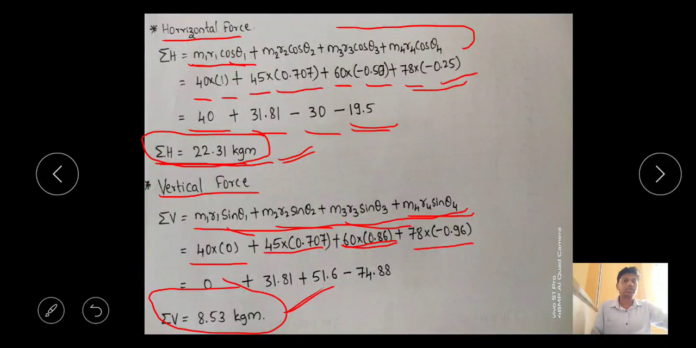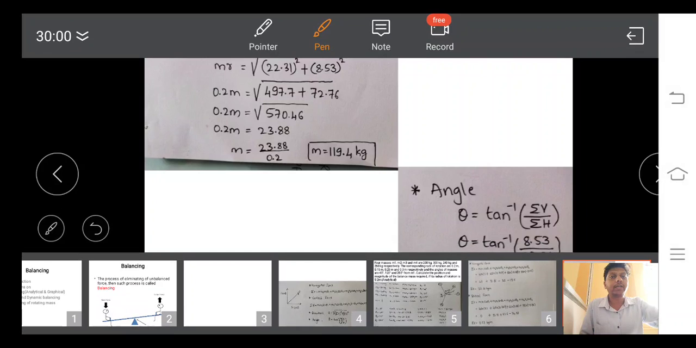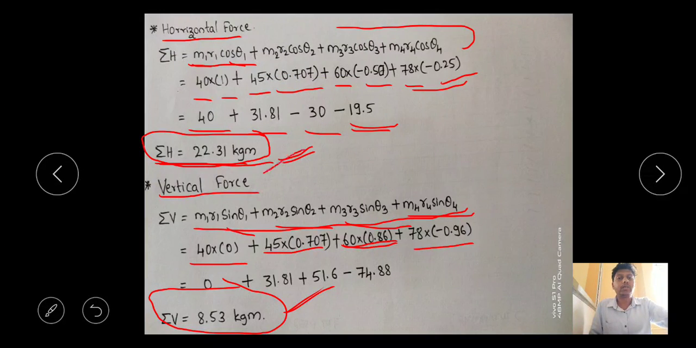So now the next procedure is what? Just use these two formulas. The resultant is given by the square root of delta H square plus delta V square, horizontal square plus vertical square. Horizontal how much are you getting? You are getting 22.31, square, plus 8.53. 22.31 is here, 8.53 is here.